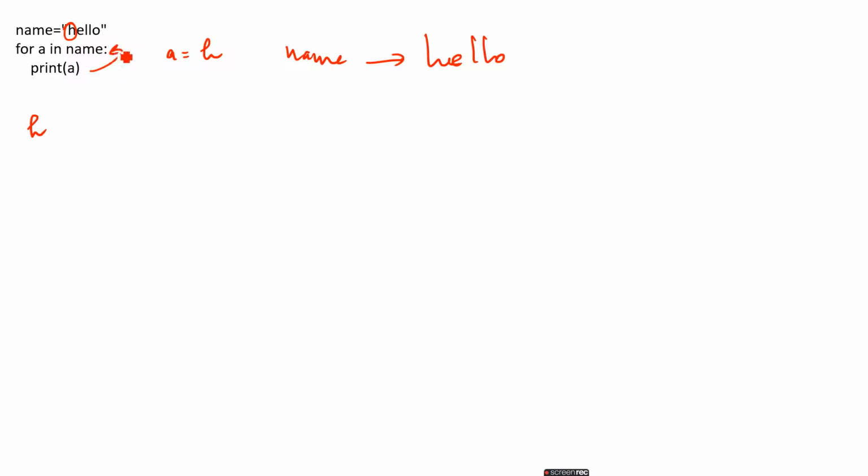Now we will go back to the loop. Next value from name is E. Then A equal to E. Then print A. E will be printed. Next it will be L. So print A. L will be printed. Next value of A will be L. L will be printed. Next it will be O. So this is the output.